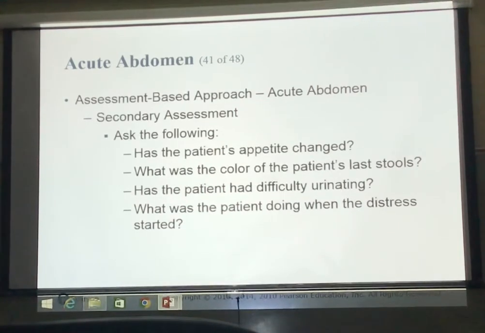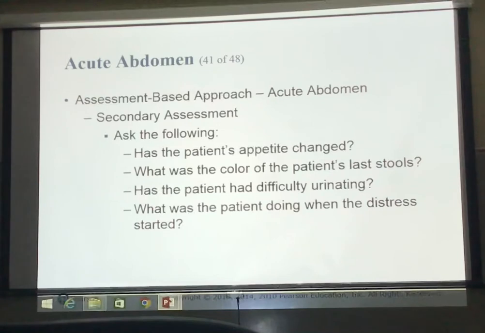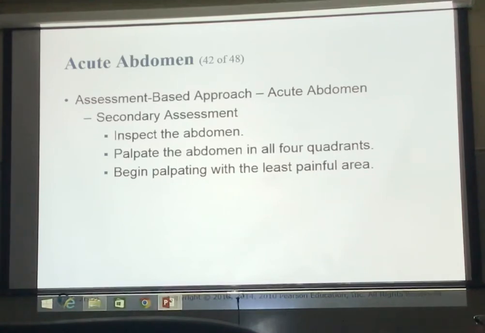If more than one EMT is on scene, the physical exam can be conducted and baseline vital signs can be attained by one EMT while the other is gathering the history. Alright, has their appetite changed? What color was the patient's last stool? Have they had any difficulty urinating? What were they doing when the abdominal pain started? You want to note any involuntary guarding, which is an abdominal wall muscle contraction that the patient cannot control, resulting from inflammation of the peritoneum.